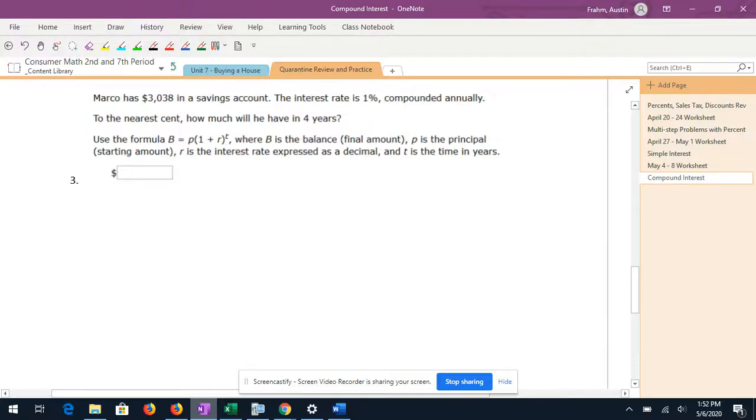All right, for these next two examples in this video, nothing has changed. We are still working with compound interest. The only thing is it's a little bit more challenging because the numbers are a little bit bigger or the percents are a little bit different.